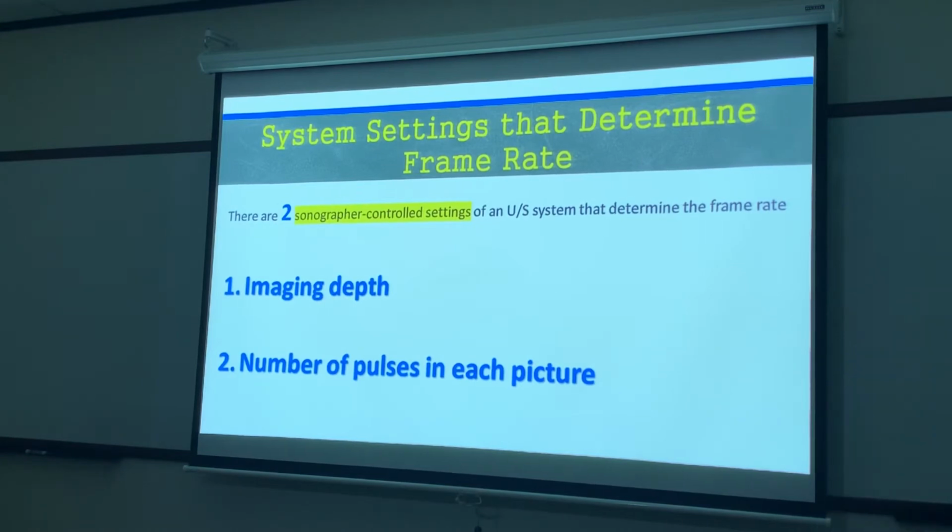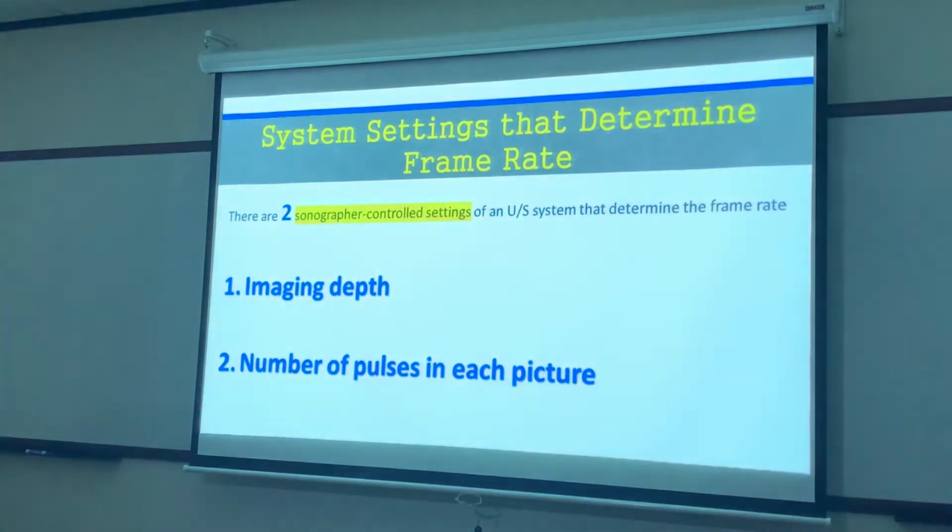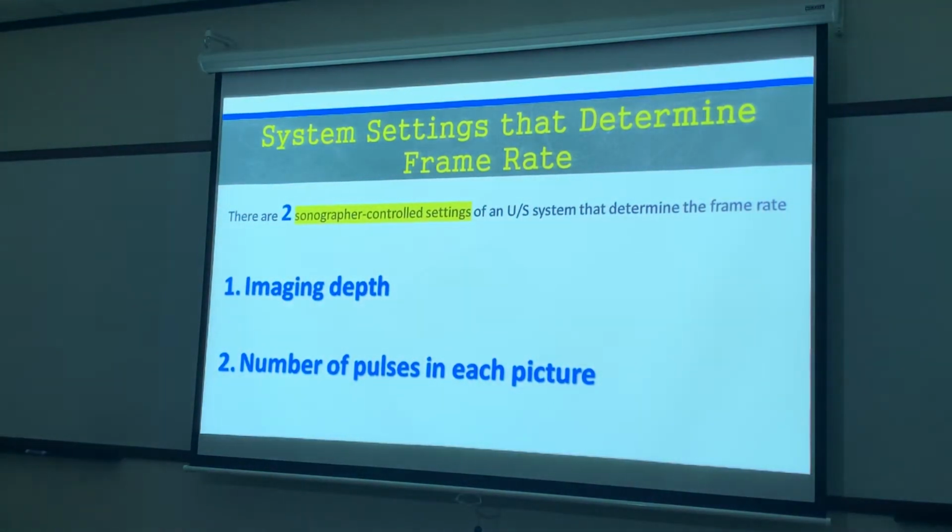Temporal resolution is dealing with time. Temporal resolution is the ability to image structures that are moving from instant to instant. But is it always better to have more frames? It depends. It really depends on what you're trying to accomplish.